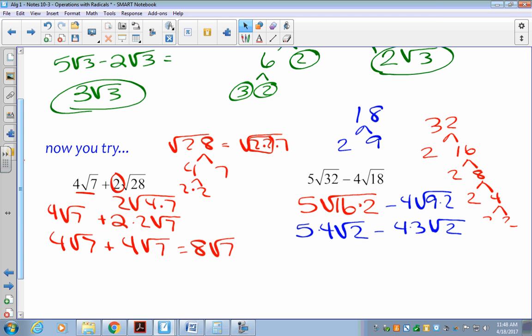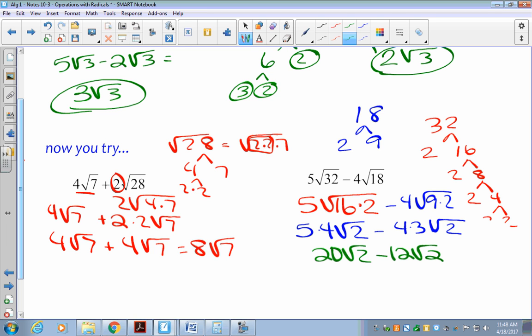Okay, let's simplify these numbers down. We have 20 root 2, and we have 12 root 2. And let's go back over to Leslie. Leslie, 20 root 2s minus 12 root 2s is how many root 2s? Yeah. It is 8 root 2s.